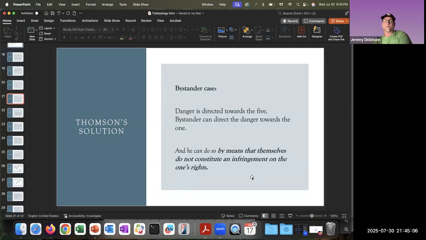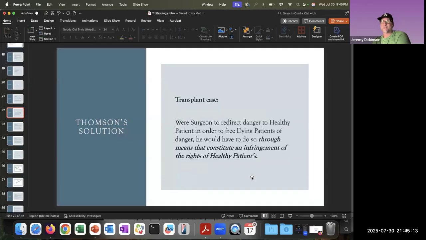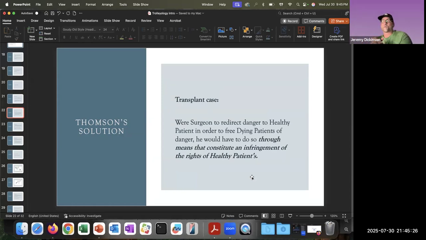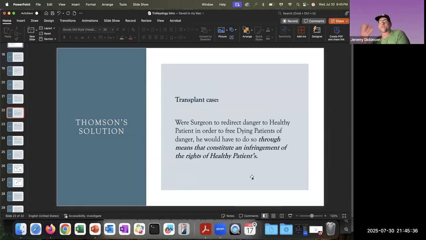So we're applying this notion of rights in the relevant way to the bystander case, and then we go to the transplant case. So we're urged to redirect danger to the healthy patient in order to free dying patients of danger. Okay, so the dying patients, remember the danger there: they are going through the dangers of the natural lottery, where their organs are failing. You're supposed to consider the dying patients as being victims of a natural lottery or some such, not as being responsible for their conditions.